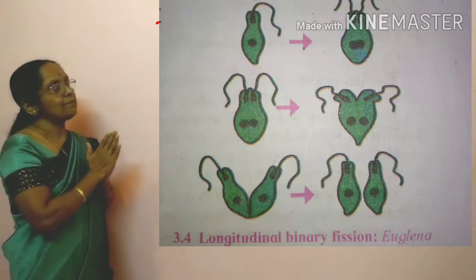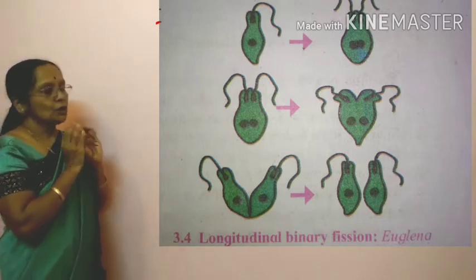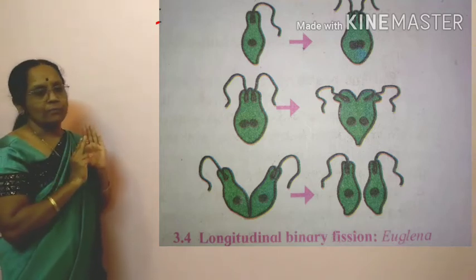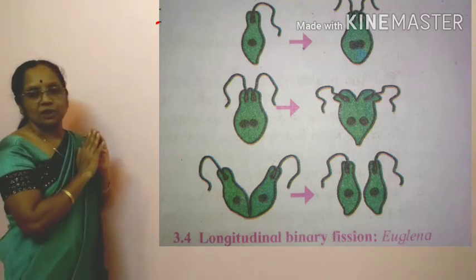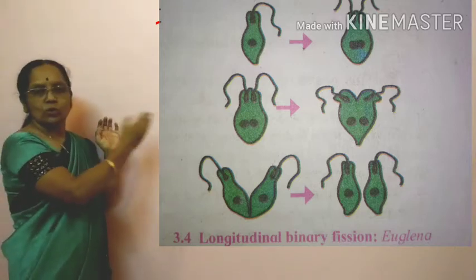In the first step, the nucleus gets divided into two parts. Two nuclei get formed in the body of that paramecium and they lie one next to another.